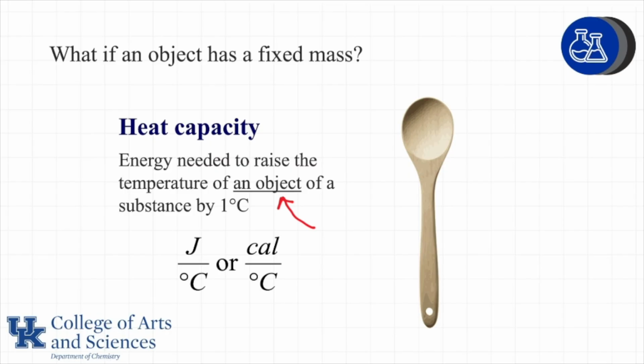When we look at the units for heat capacity, we see we have joules per degree Celsius or calories per degree Celsius. Notice that the grams are missing from the denominator because we're not looking at a specific mass of something, because this object isn't changing mass. So we talk about the heat capacity of the object. So for something that changes mass easily, we use specific heat. For an object that doesn't change mass easily, we use the heat capacity.